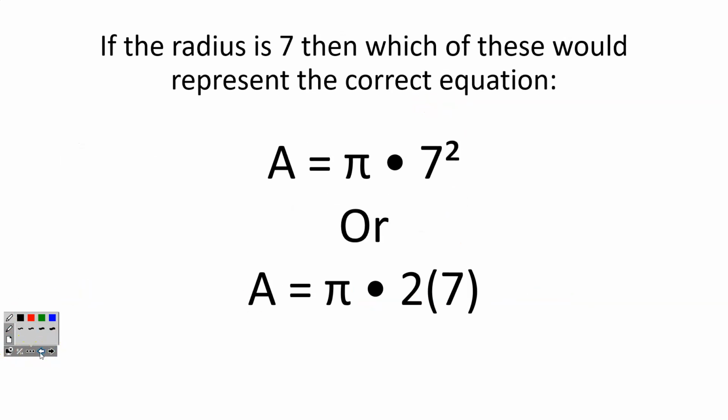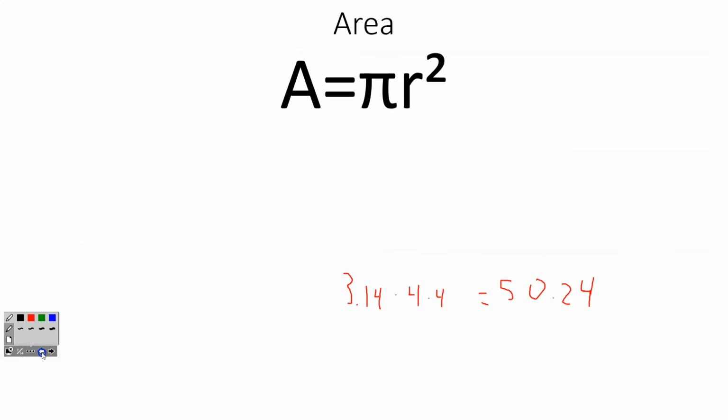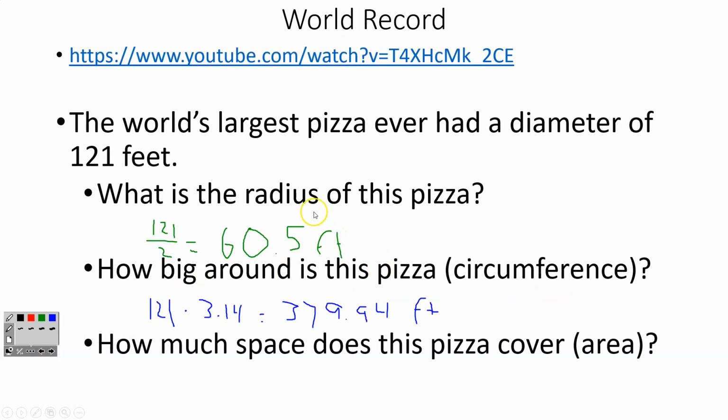So to go back, let's see, hold on, and let's go back. If we go back to our world record for pizza, we have to be able to use area equals pi r squared. So pi is 3.14 times the radius. We look up here, and the radius we said was 60.5. And we need to square that 60.5.